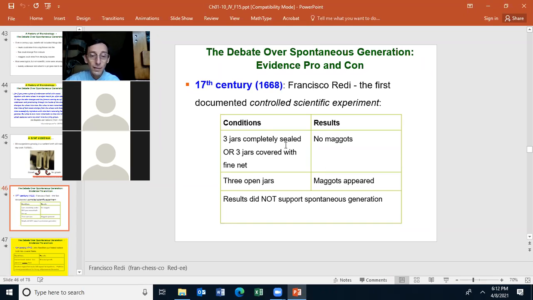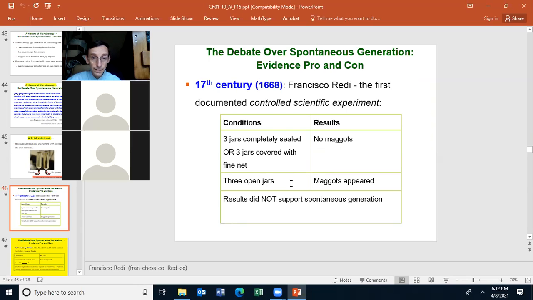That was the argument they used. And so he had a jar with meat in it, but he just put a wire mesh over it. That way the vital forces could get into the jar. And what he saw in the completely sealed jar and the jar of meat that was covered with the wire mesh was that no maggots occurred in the meat. But he saw maggots appearing in the meats that were left open to the air.